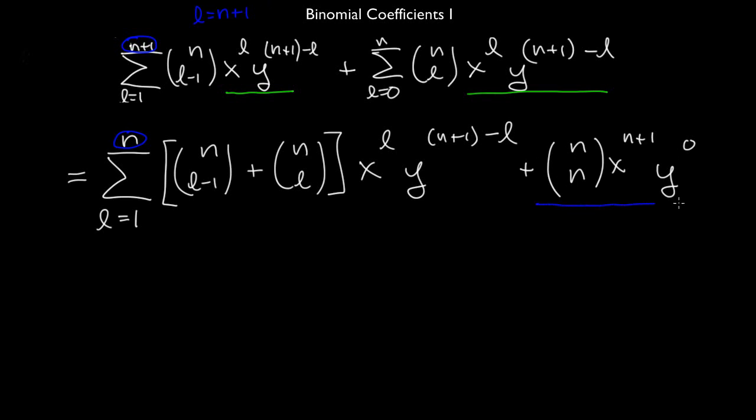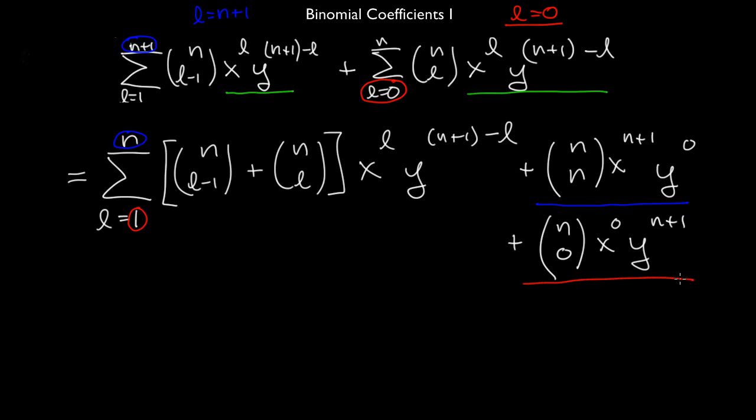All right, now in the second term, I should have started at 0, but I started at 1. So comparing those two terms, I see that in order to make things right, I have to add back in the term L is equal to 0 here, which gives me a plus n choose 0, x to the 0, y to the n plus 1. Okay, and I've underlined the red and blue to indicate where they came from.